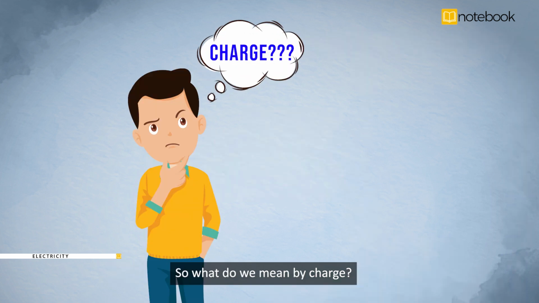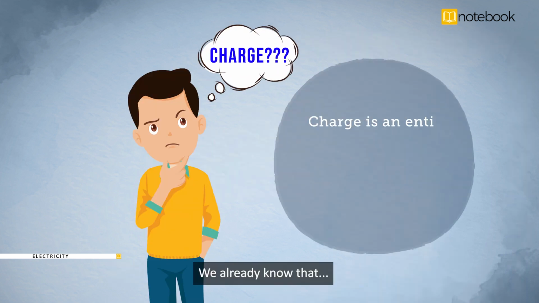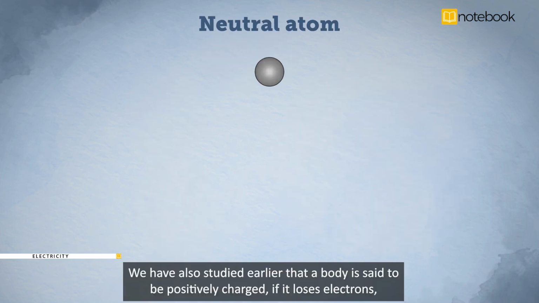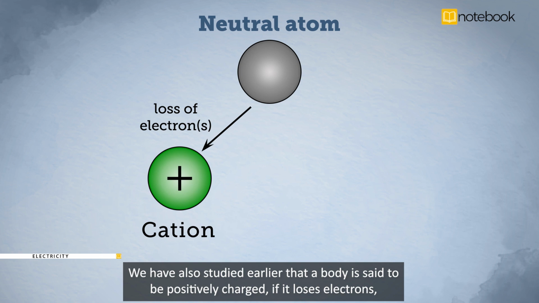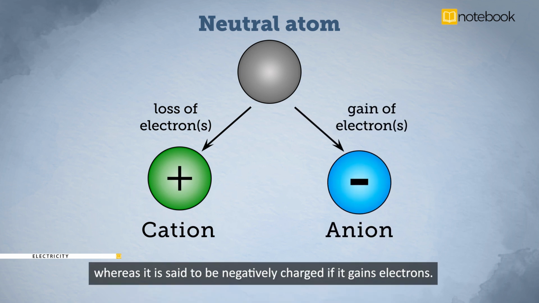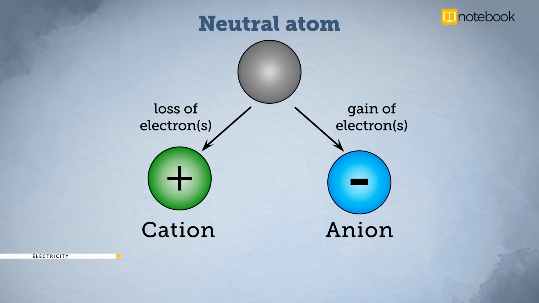So what do we mean by charge? We already know that charge is an entity which is defined by either the excess or deficiency of electrons on a body. We have also studied earlier that a body is said to be positively charged if it loses electrons, whereas it is said to be negatively charged if it gains electrons.